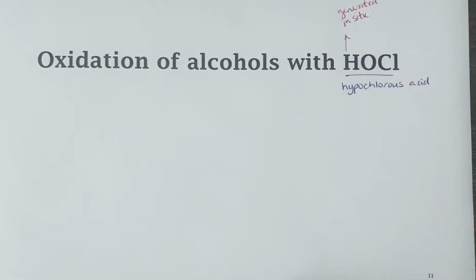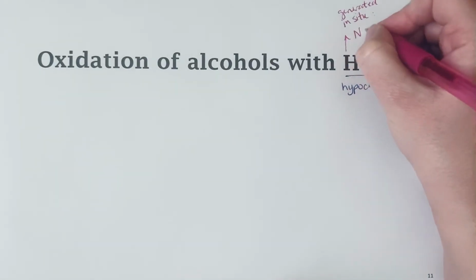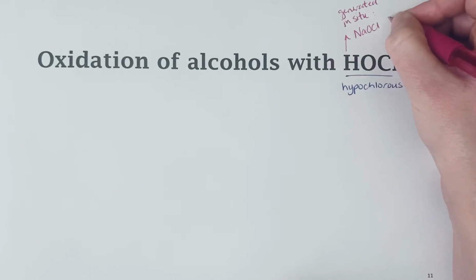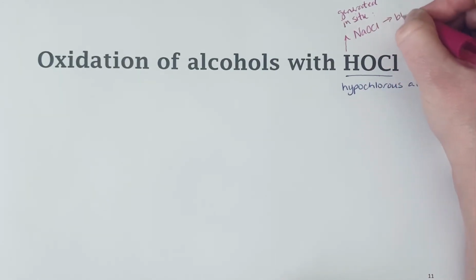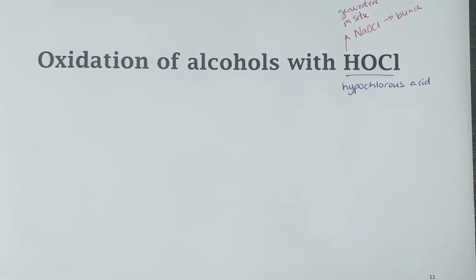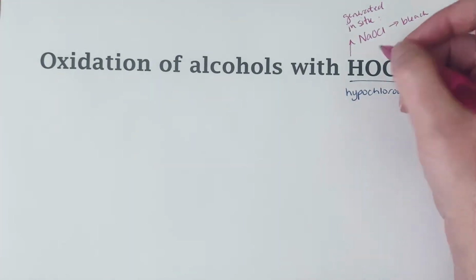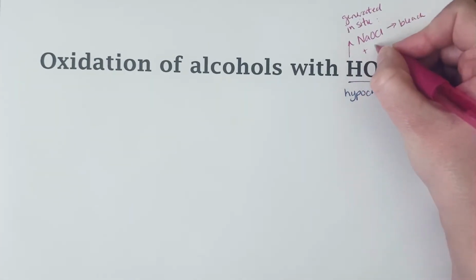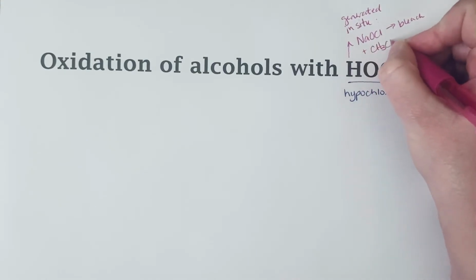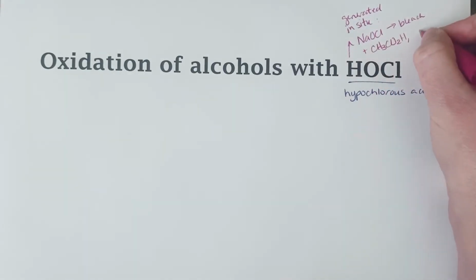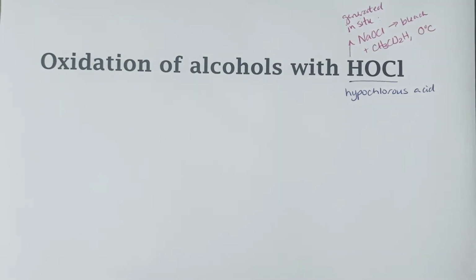And we do this by mixing together sodium hypochlorite or bleach. You can actually use bleach from the grocery store for this reaction and it will do just fine. And we mix that with acetic acid, so CH3CO2H, and we usually do this at around 0 degrees Celsius. And this gives us hypochlorous acid.